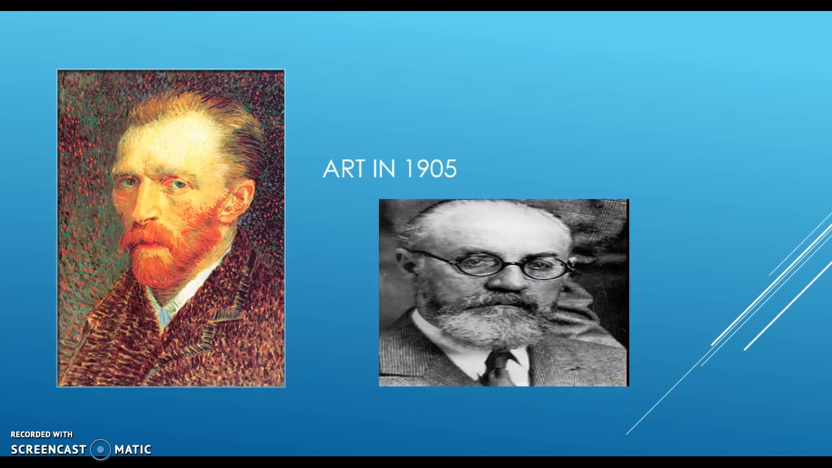Art in 1905. Types of art in 1905 were Fauvism and Expressionism. Fauvism can be seen by Henri Matisse, which is right here on the right, and Expressionism can be seen by Vincent van Gogh, which is right here on the left.